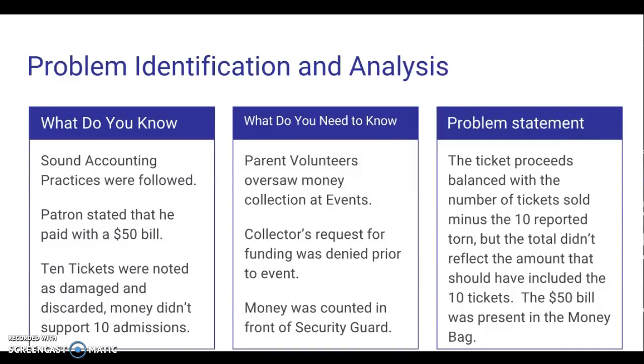So what else do you need to know beyond that? Parent volunteers oversee money collection at events. The collector at this certain event actually requested funding, but was denied prior to this event. Money was counted in front of the security guard as an additional measure to assure that there was no wrongdoing in the administration. So the problem is the ticket proceeds balanced with the number of tickets sold minus the 10 reported torn, but the total didn't reflect that amount. It should have included the 10 tickets. The $50 bill was also not present in the money bag.